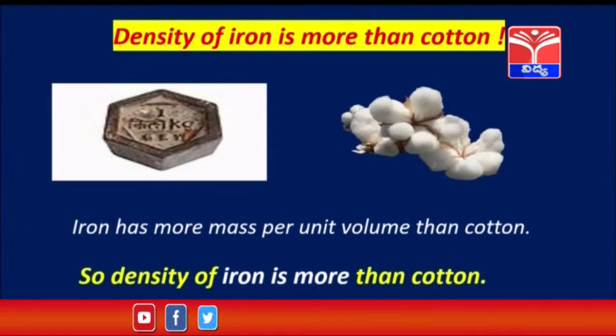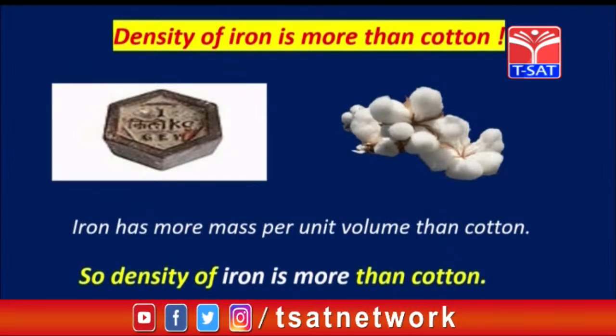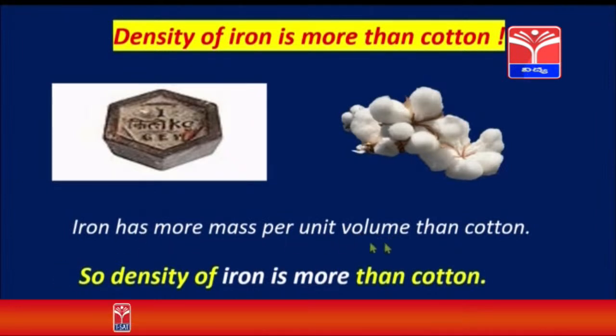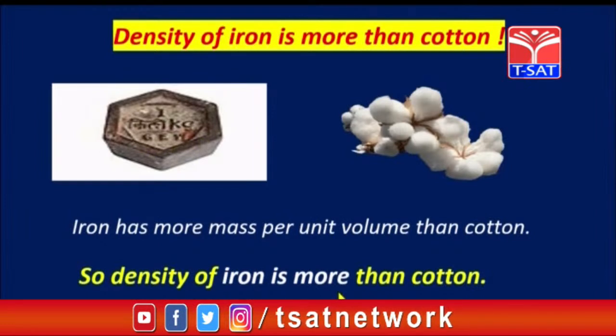So density of iron is more than cotton. How can you say? Iron has more mass. You can see iron has more mass per unit volume. If you take the iron weight and the same volume of cotton, definitely the iron weight is going to have more mass. So density of iron is more than cotton.